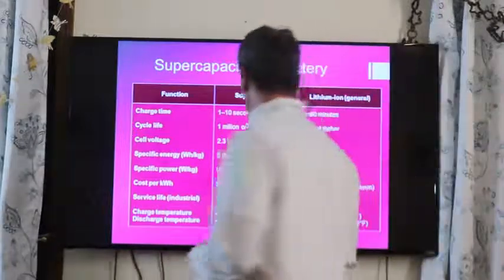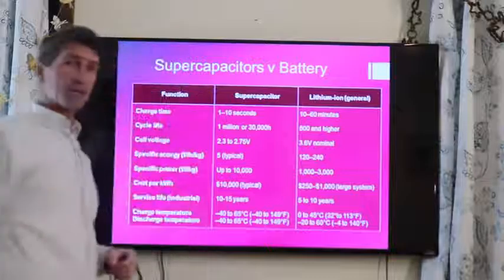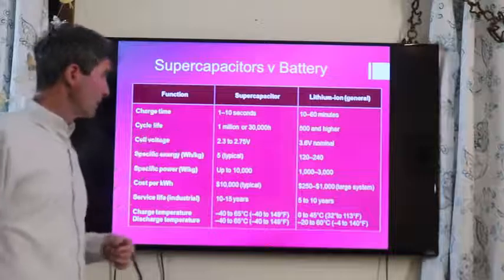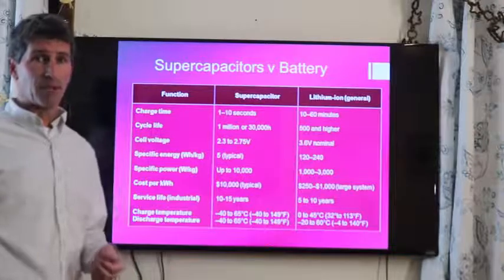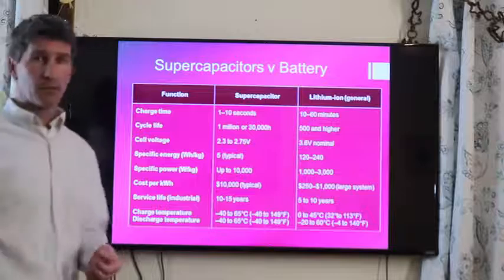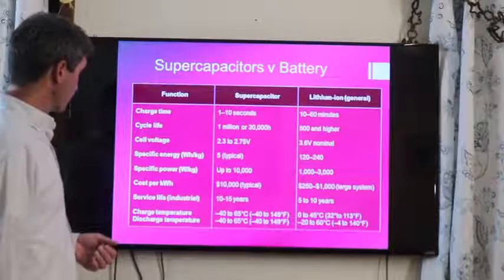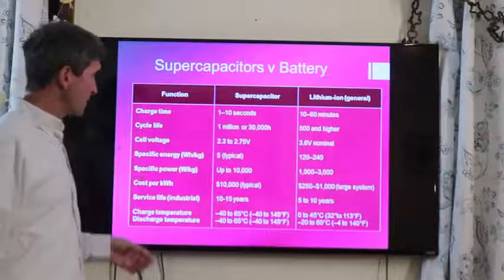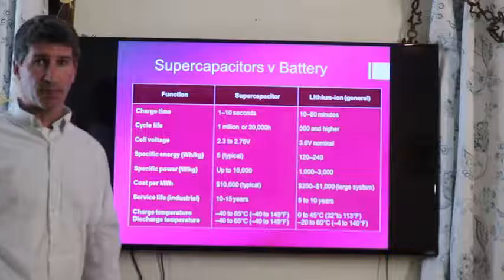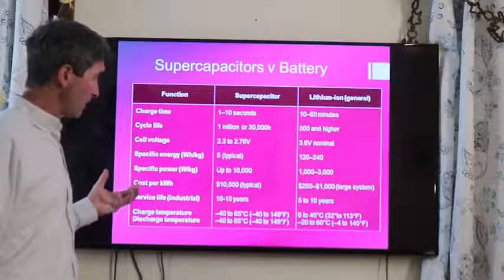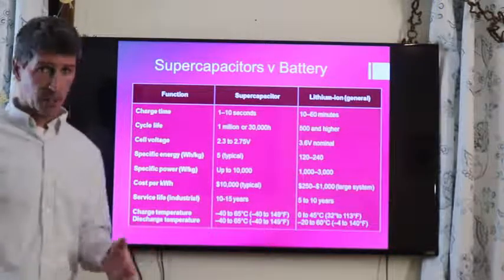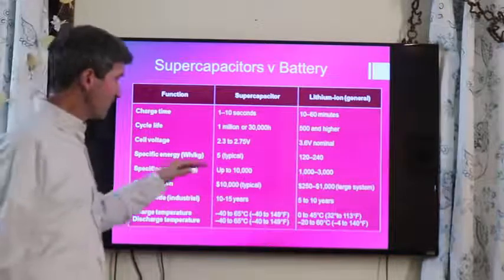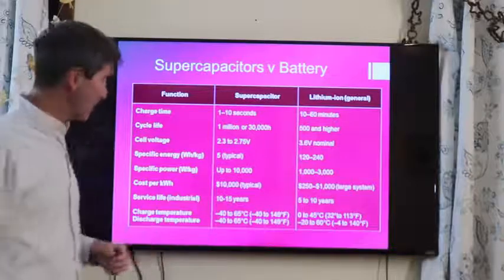The supercapacitor, we can see charging and discharging happens in a matter of seconds. Life cycle, practically unlimited. If we're talking about 1 million charges and discharges, you're going to have a hard time reaching that. Cell voltage, similar to the lithium-ion battery. Specific energy, certainly you can't store as much energy for the same amount of weight, so we wouldn't want to use a supercapacitor to power an entire electric car. It would just be too heavy compared to the lithium-ion batteries.